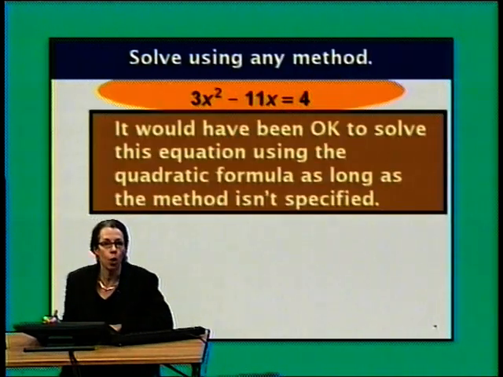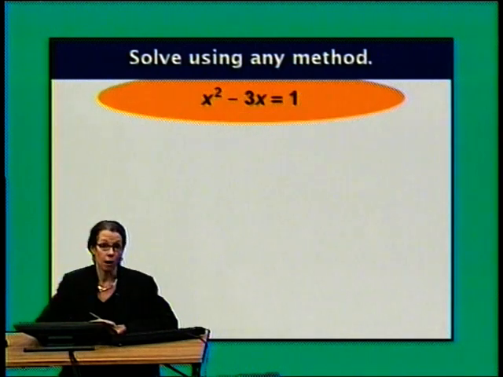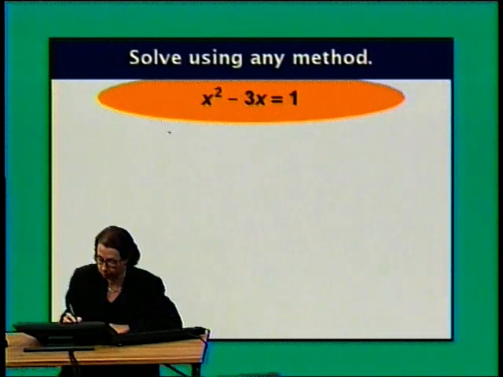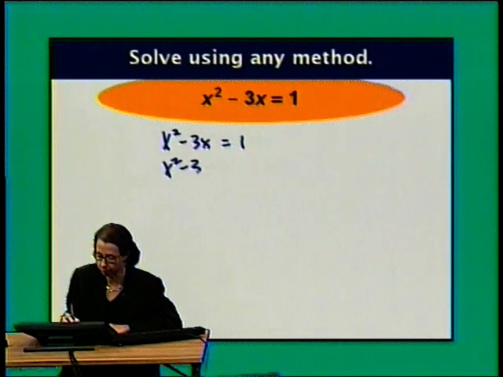Now, it would have been okay to solve this quadratic equation using the quadratic formula, as long as the method isn't specified. And here I was just told to solve using any method I choose. So let's solve x squared minus 3x equals 1. Now, I certainly can't use the square root method here because I have a linear term. So I'm going to start by rewriting this in standard form. So I'm going to start by subtracting 1 from both sides of the equation.